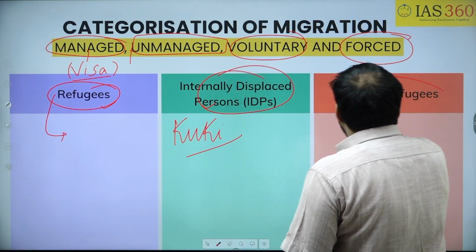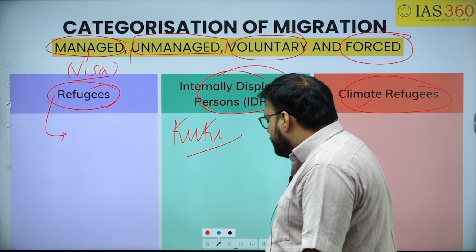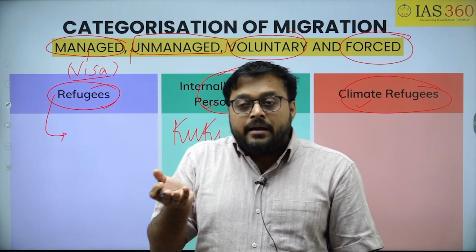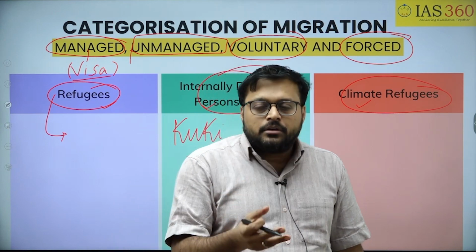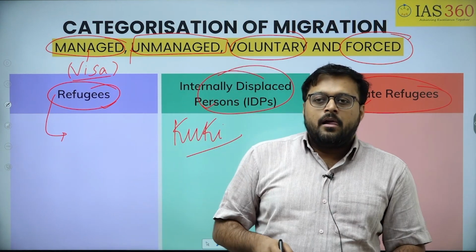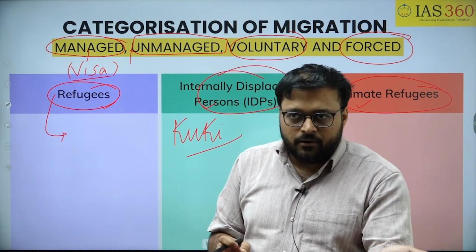Then climate refugees. Now if you see climate refugees, it is because of sea level rise, because of habitat destruction, because of the destruction of water bodies. The people are moving from one country to another country.